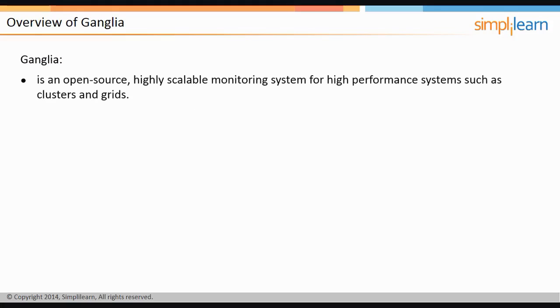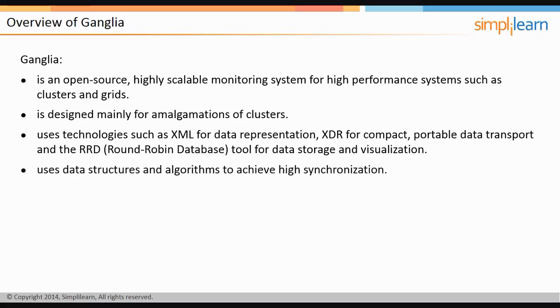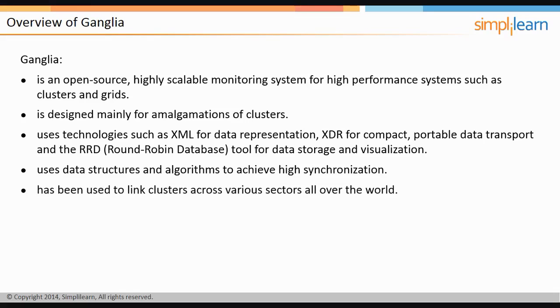Ganglia is an open-source, highly scalable monitoring system for high-performance systems such as clusters and grids. It is designed mainly for amalgamations of clusters. It uses XML to represent data, portable data transportation via XDR, and data storage and visualization using the RRD or round-robin database tool. It uses data structures and algorithms to achieve high synchronization. It has been used to link clusters across various sectors all over the world. Let us look at the components of Ganglia in the following screen.